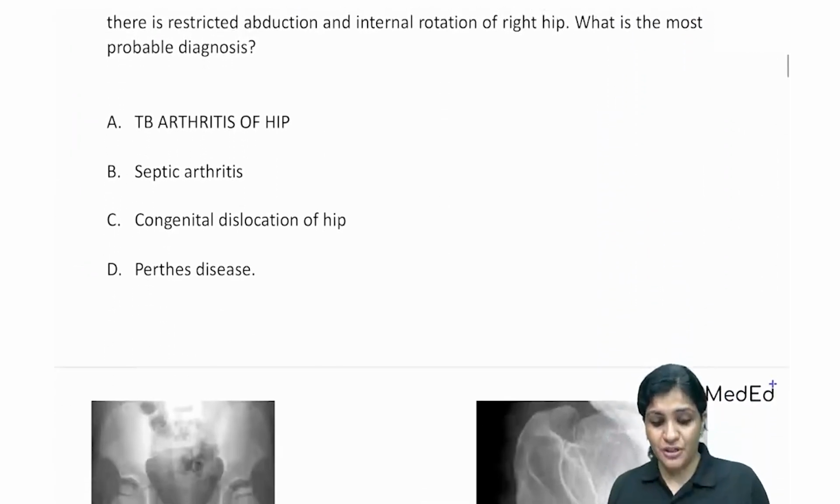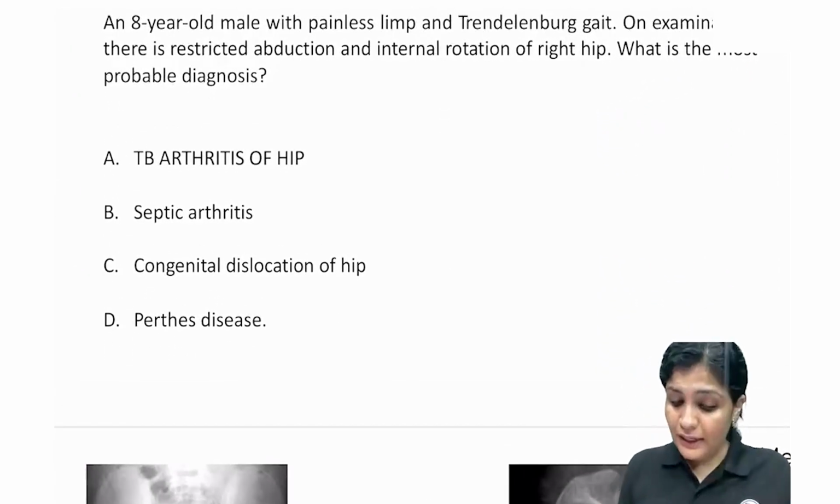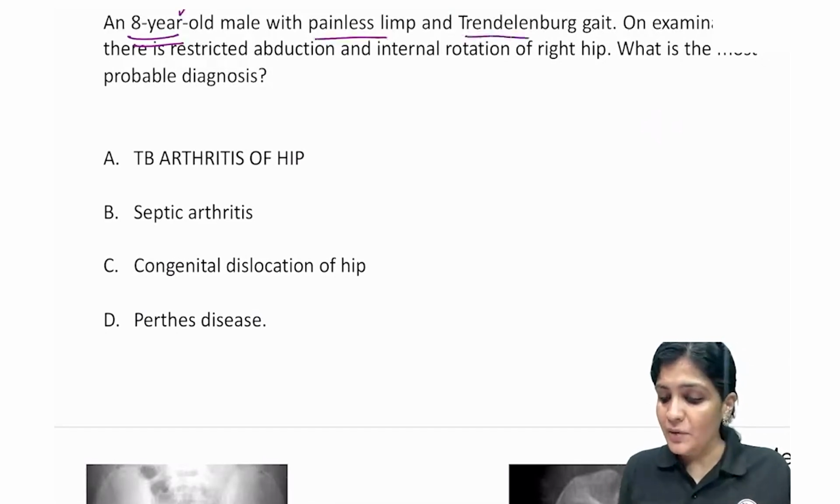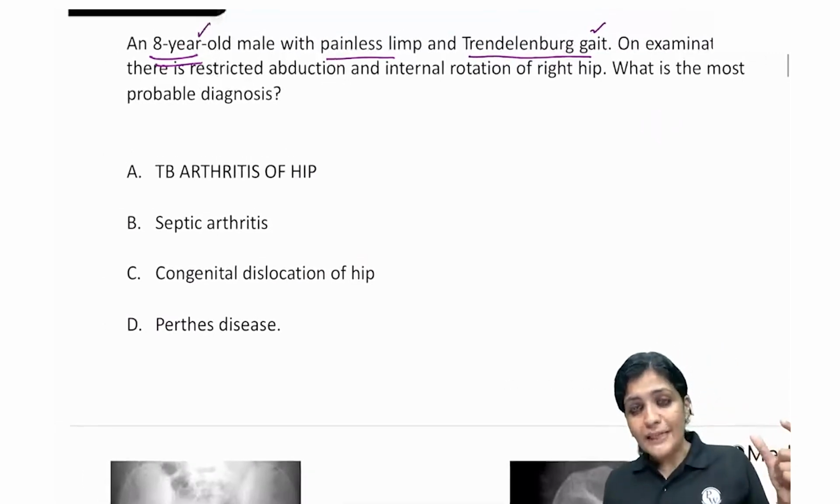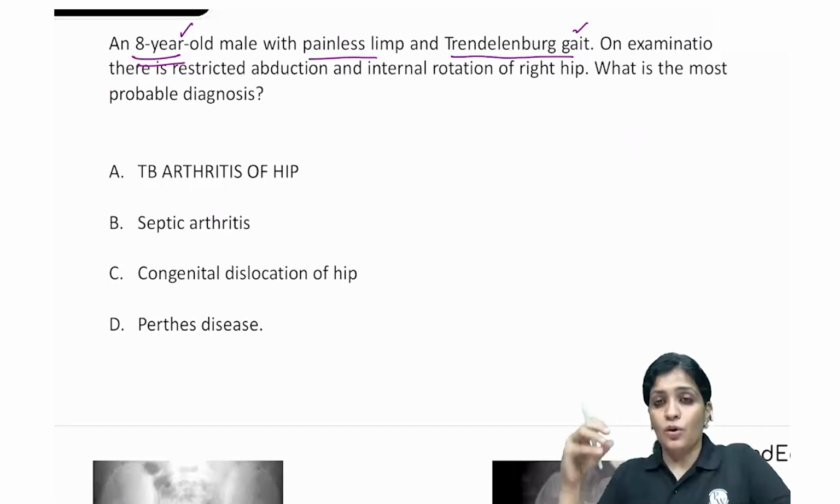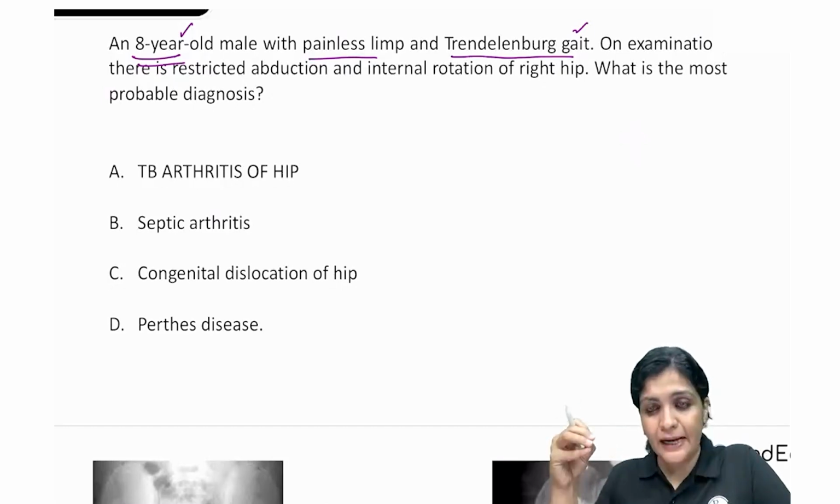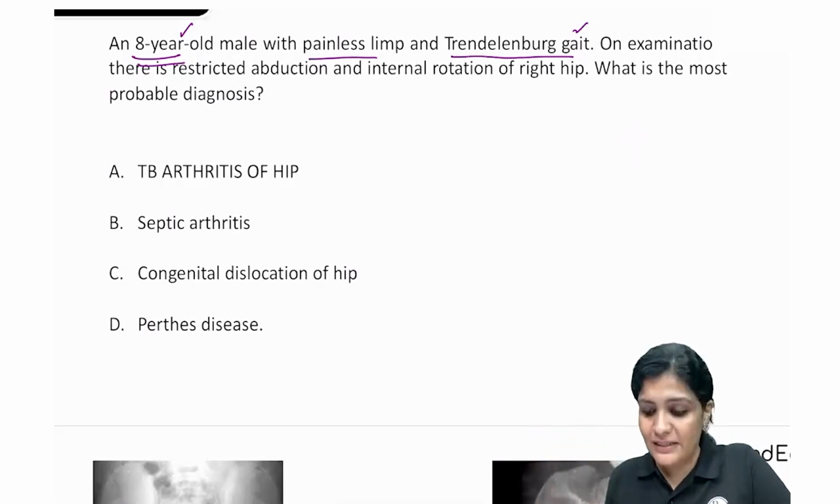Moving on to the next question. An 8-year-old male with painless limp. So now again a pediatric case, an 8-year-old male, painless limp and Trendelenburg gait. So we have already learned what Trendelenburg gait is and what a limp is. Limp is nothing but that jerk in the movement, right? So whenever you're walking, if there is a dip in the pelvis, or there is stopping and then walking, it is called a limp.